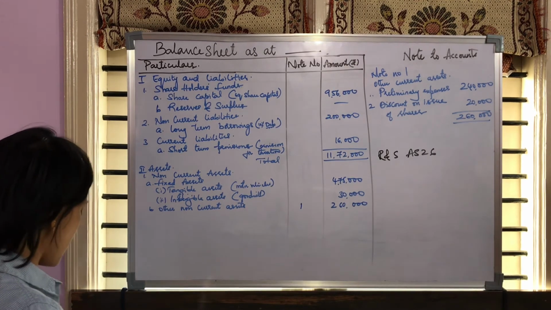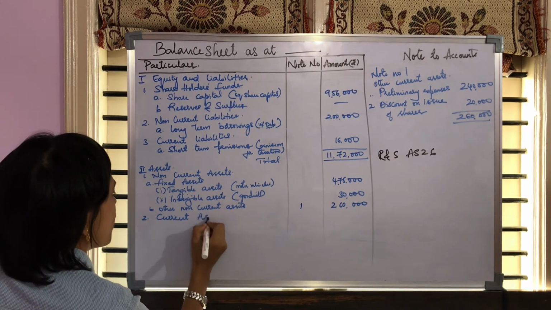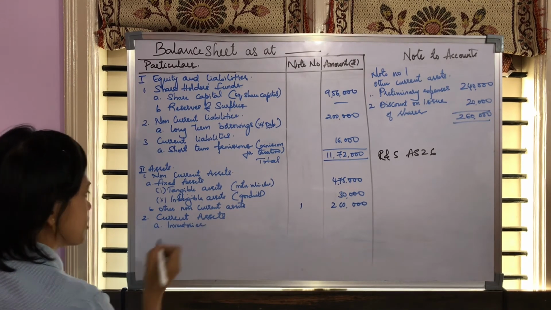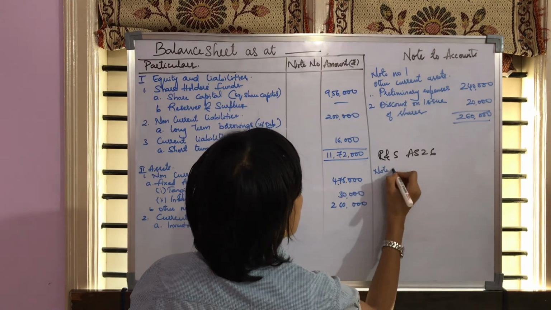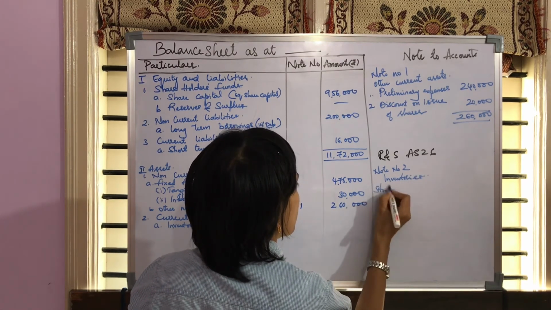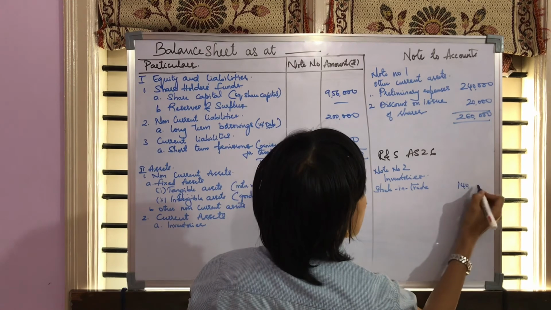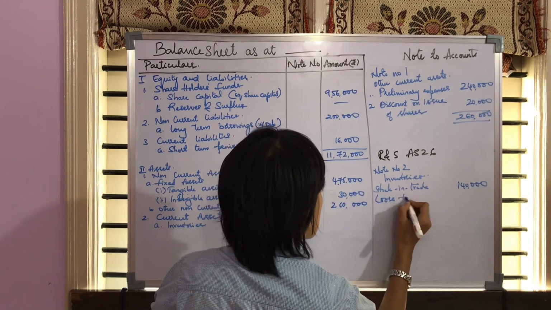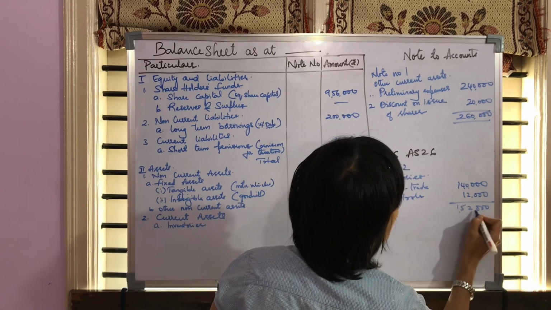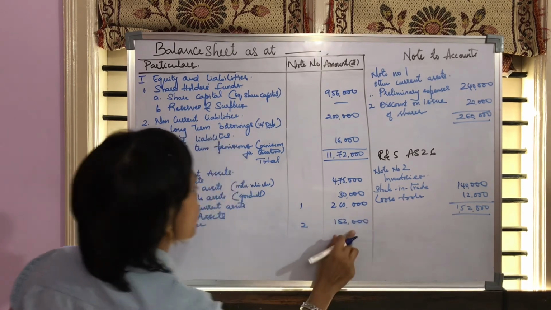Now in the question there is mention of loose tools and stock in trade, which will come under the heading current assets. Over here we have inventories. For this we will prepare note number 2, inventories. For stock in trade, 1,40,000. Loose tools, 12,000. So 1,52,000. Note number 2 for inventories.